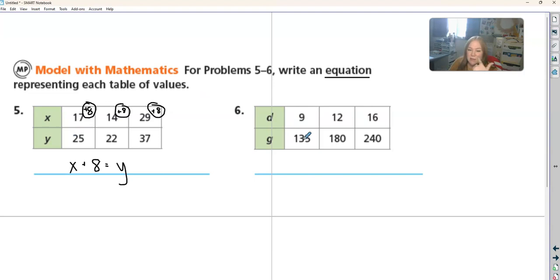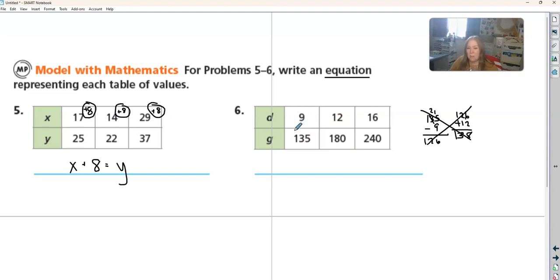So how do I get from 9 to 135? So I could subtract. Let's see. So 135 minus 9 is 126. Did we add 126? Well, if I take 12 and add, let's say 126 plus 12, that equals 138. So we're not adding 126. That did not work. So we've got to get bigger. So our other choice is to multiply.